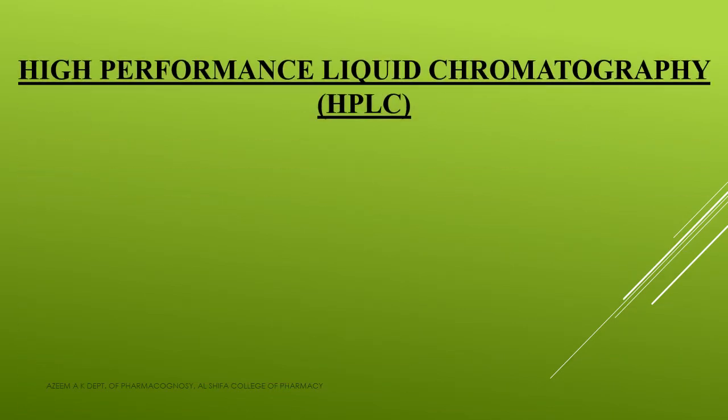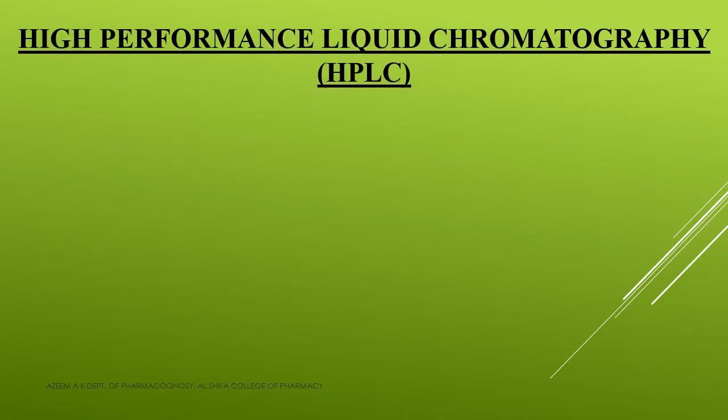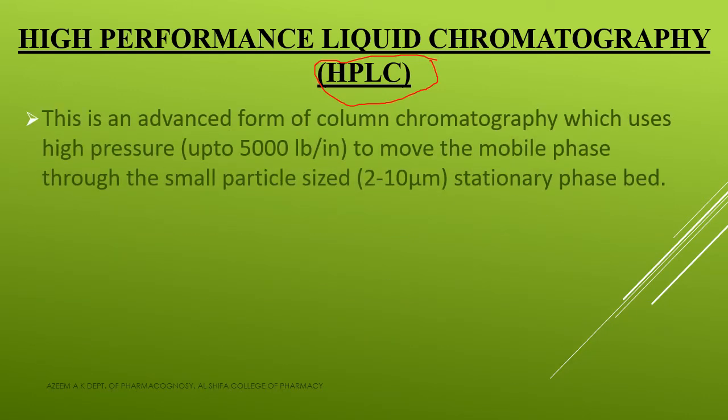Okay, now we can talk about the next type of chromatography, that is high performance liquid chromatography, abbreviated as HPLC, and this is different from HPTLC, which we already studied previously. That is high performance thin layer chromatography, and this one is high performance liquid chromatography. It is HPLC. This can even be asked as a 5-mark question. Clear? So this HPLC is an advanced form of column chromatography.